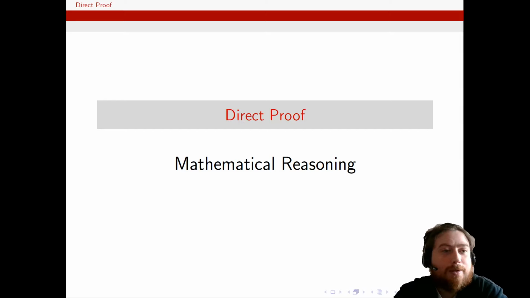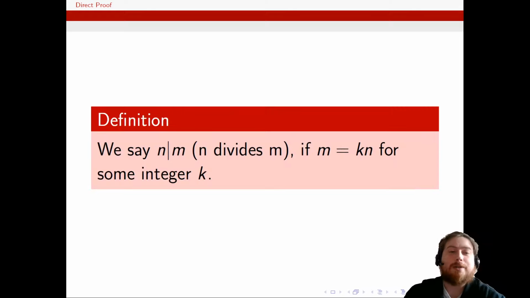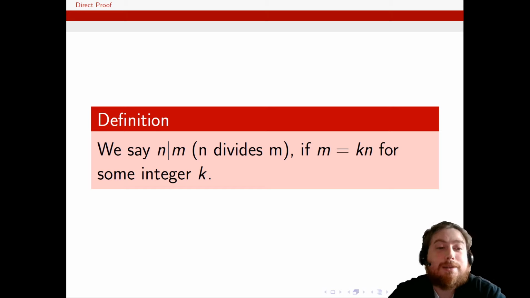Now, in order to do some fun proofs, or some worthwhile ones anyway, we're going to have a couple definitions first. We're going to look at things like divides. We're going to say that n divides m if m is equal to some integer times n. So for example, 2 divides 4 because 4 is 2 times 2. 2 is an integer, so we get 2 divides 4. However, 4 does not divide 2, because if we try to write 2 as an integer times 4, it wouldn't work out.